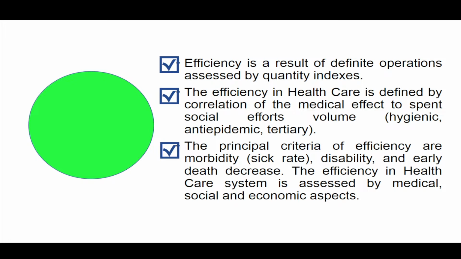During the process of the efficiency calculation, we need to use some criteria. We have many criteria, mainly the principal criteria of efficiency are morbidity, for example, sick rate, disability, and early death decrease, and so on. The efficiency in the healthcare system is assessed by medical, social, and economic aspects.